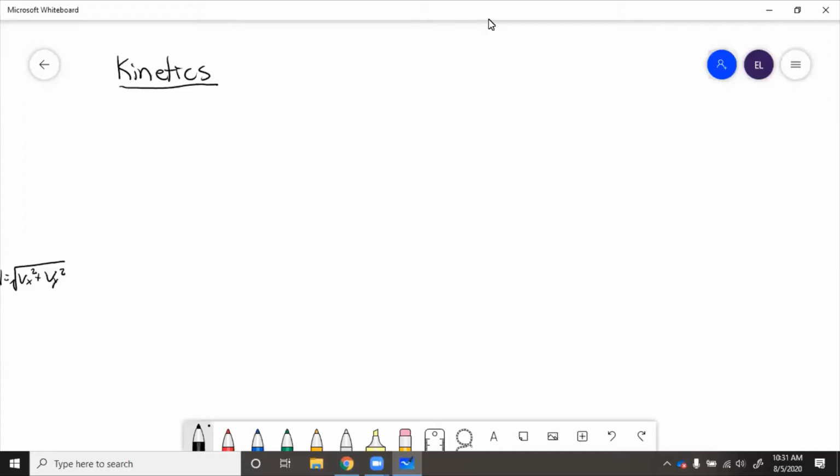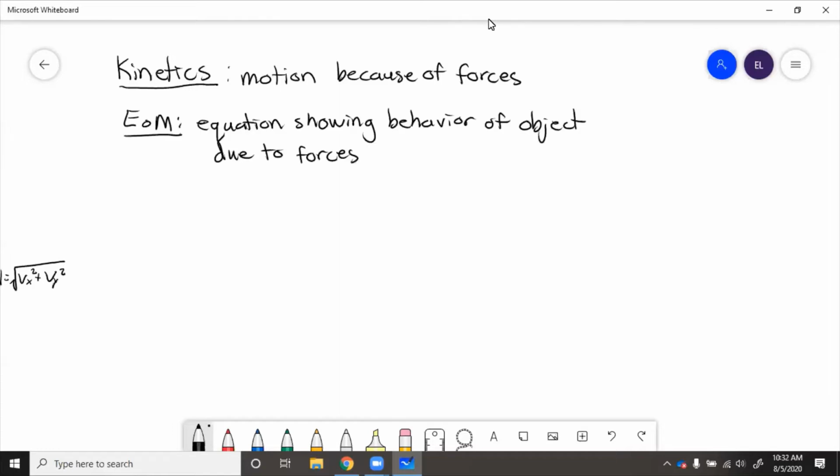Kinetics is motion of an object under the influence of forces. Kinetics is what we use to find equations of motion, which is how an object behaves under the influence of those forces. Usually this will have external forces on one side and position, velocity, acceleration, the kinematics variables on the other side.